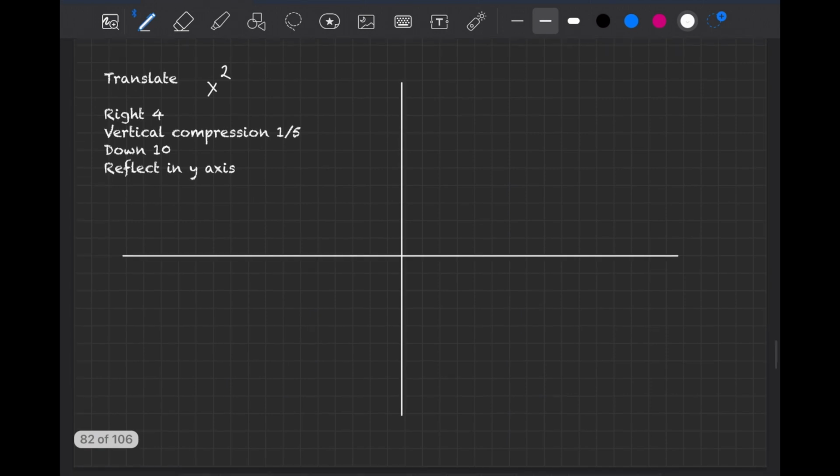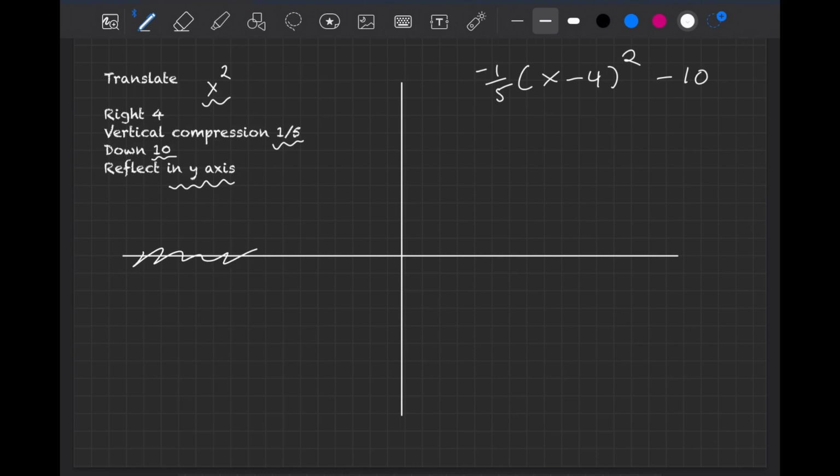Okay, now let's do it verbally, with the instructions. With x squared, we want to go right 4. So I'm going to make the equation like this. Right 4 would mean that it's x minus 4 squared. Vertical compression by 1.5, so that's multiplying by 1.5. We are going down 10, so minus 10, and then reflect in the x-axis. The x-axis is this one, and we're doing a reflection over it, so there's a negative out in front.